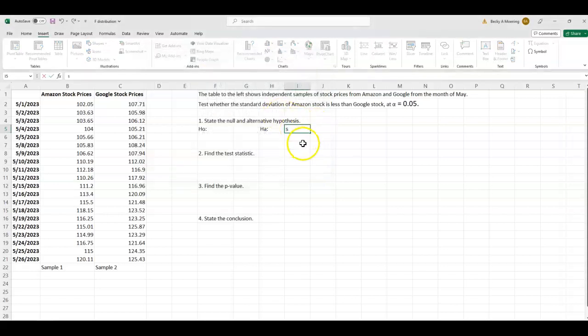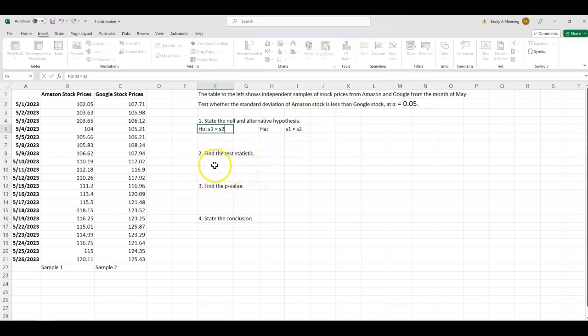I'm going to use S, S1, because I need samples. S1 is less than S2. So the sample of Amazon is less than sample 2, which is Google. That makes our null hypothesis, sample 1 is equal to sample 2. So when we're talking about the F-test, we're really just testing, are they different, right? So in this case, less than is the difference.